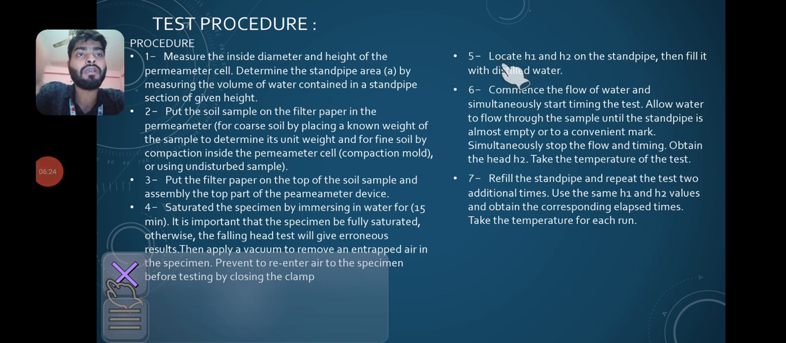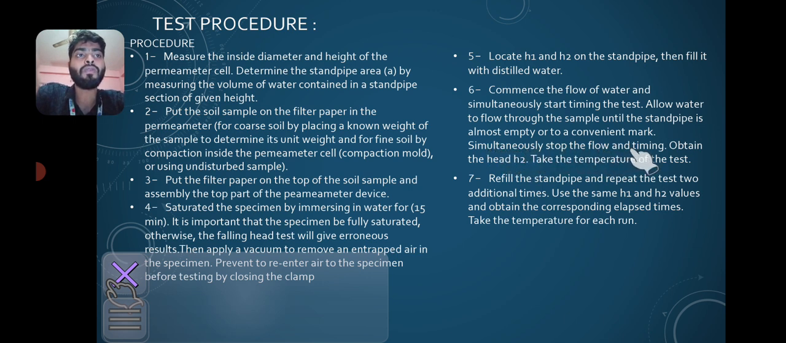Step 5 is to locate H1 and H2 on the standpipe, then fill it with distilled water. Step 6 is to commence the flow of water and simultaneously start the timing of the test. Allow water to flow through the sample until the standpipe is almost empty or to a convenient mark.